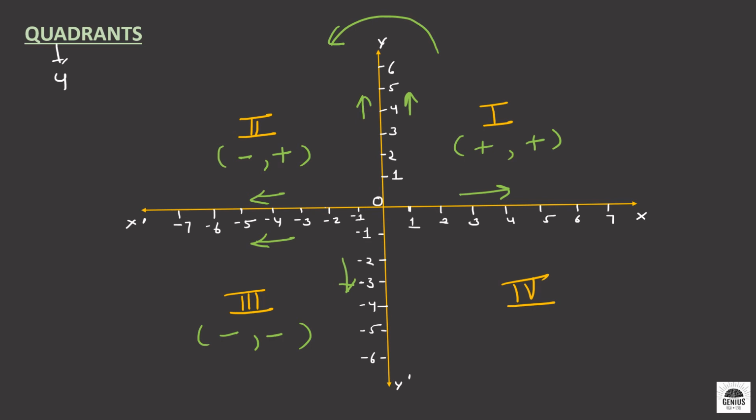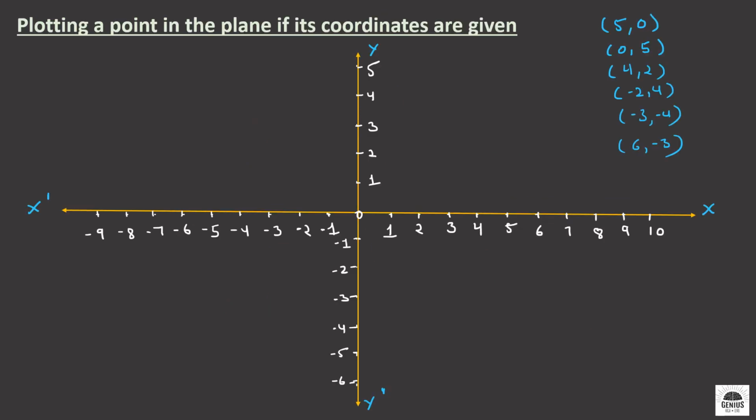In the fourth quadrant, x and y will have positive and negative values because x values are positive in this quadrant and y values are negative. So these are the four quadrants and the signs of the coordinates in these quadrants. Now we will see how to plot a point in the plane if coordinates are given. Here some coordinates are given and we will plot them in the plane.